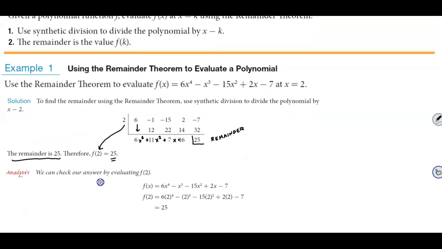Then we can check our answer by evaluating f of 2. We would plug it back into the function. If we plug 2 back into the function and evaluate using order of operations, we should also get the same answer, which is 25.